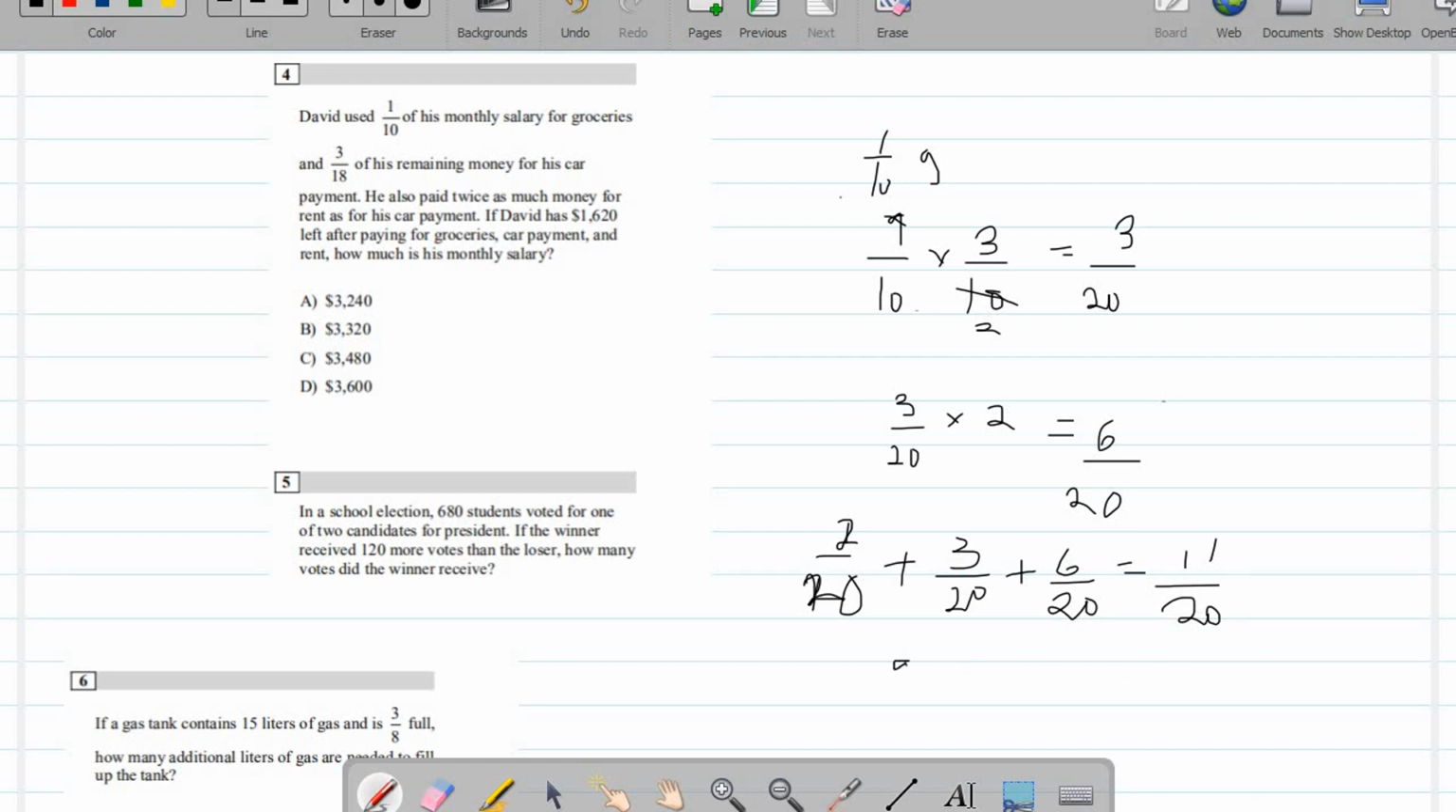So 9/20 of a certain number x is equal to 1,620. We could do this by just multiplying by 20 and dividing by 9. That will give you x as 3,600, and that's D there. D, 3,600. Alright, time to solve question number 5.